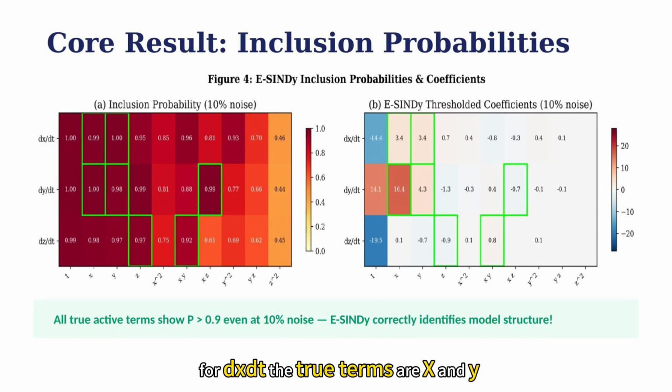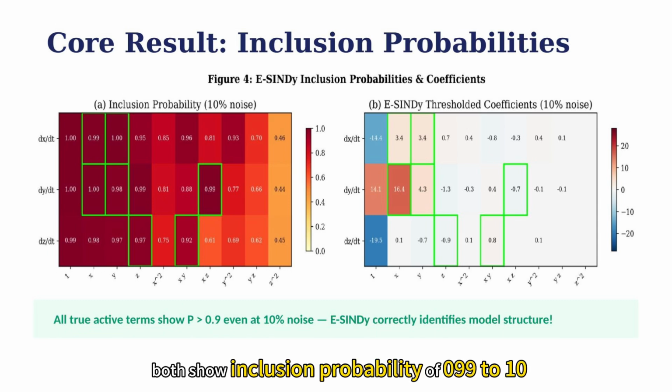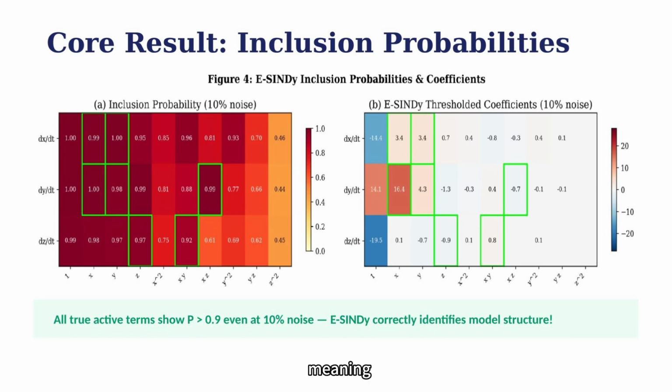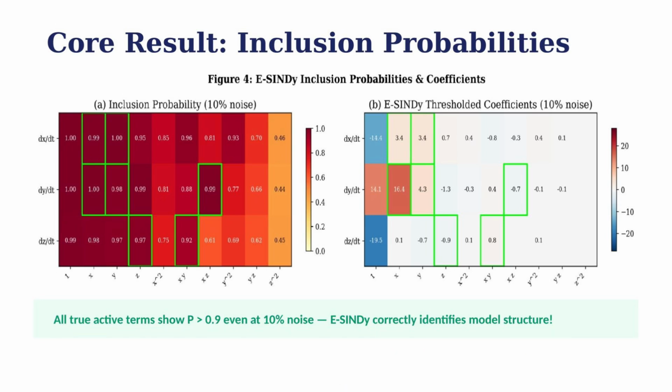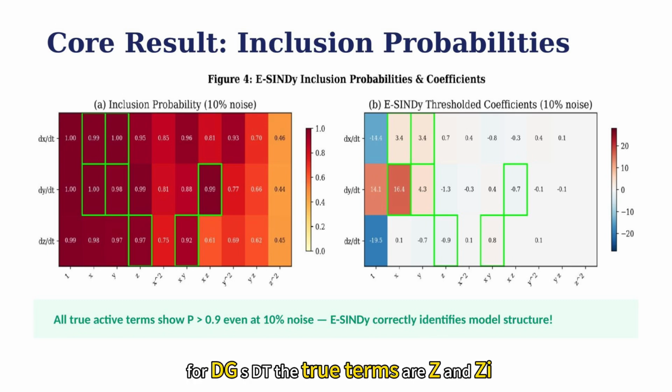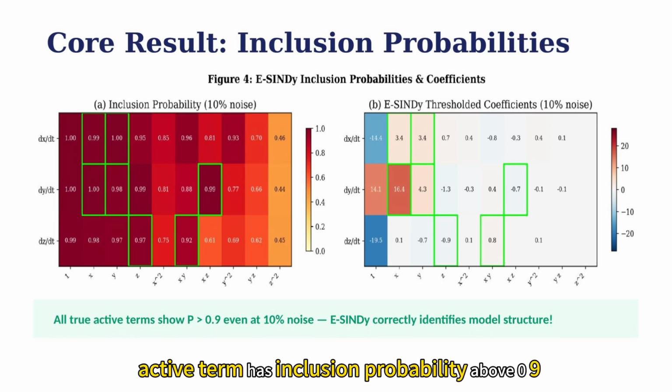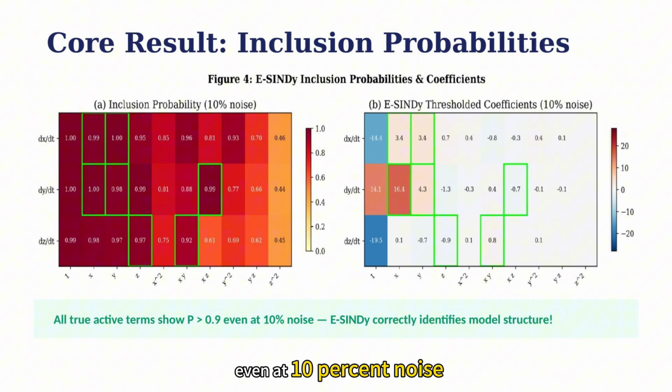For dx/dt, the true terms are x and y. Both show inclusion probability of 0.99 to 1.0, meaning they appeared in basically every single one of the 100 bootstrap models. For dy/dt, the true terms are x, y, and xz, and all three are above 0.98. For dz/dt, the true terms are z and xy. z has 0.97 and xy has 0.92. So every single true active term has inclusion probability above 0.9, even at 10% noise.